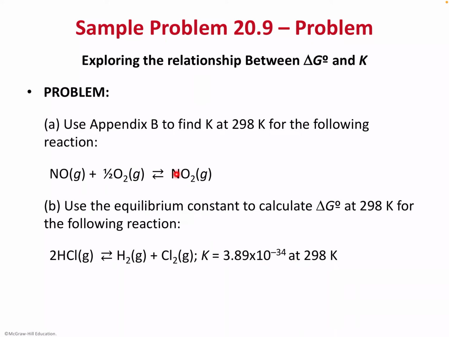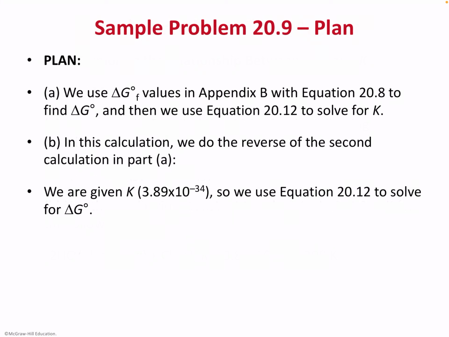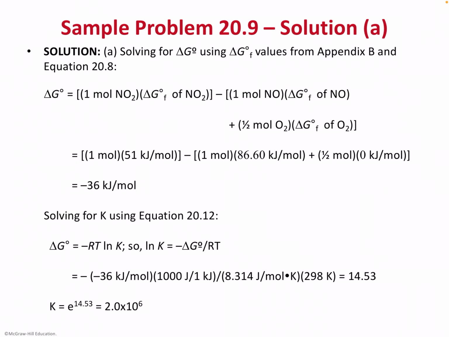Right, let's look at the first one. Use appendix B to find K at 298 Kelvin. We use delta G naught values in appendix B with the equation to find delta G naught, and then we use it to find K. Okay, so let's do this one. Solving for delta G naught using delta G naught formation values from appendix B and equation 20.8.